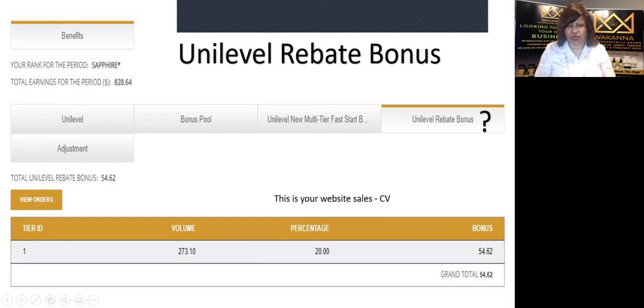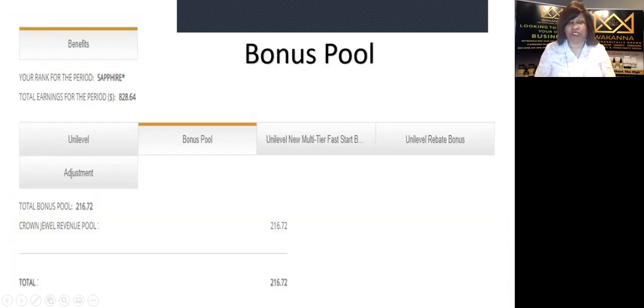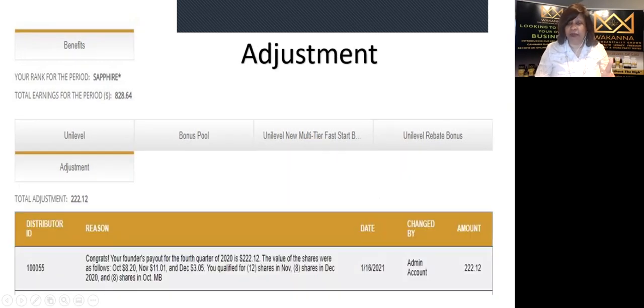When you want to know, who is that? Okay. Bonus pool. Here's an example of a person who reached, obviously they did 10,000, because it says here, your rank for this period is Sapphire. So they reached 10,000, so they got into the bonus pool, and their money was $216.72 from the bonus pool. All of this is added up to go into the e-wallet. And if they had gone to diamond, I don't have the diamond pool because they didn't hit diamond, but that would be the same thing.